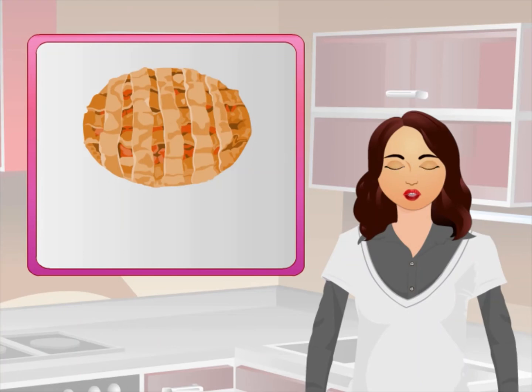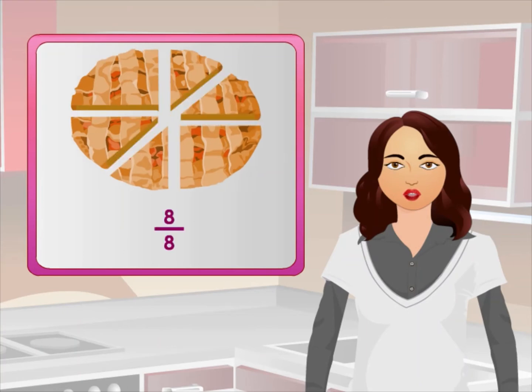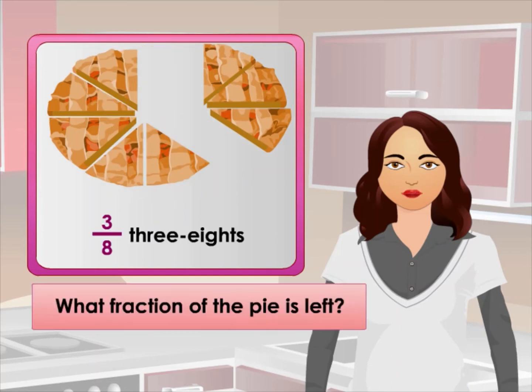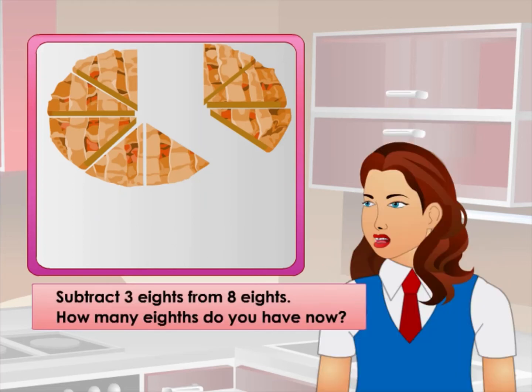I'll cut this mango pie into 8 equal portions. We have 8/8 of a mango pie. I'll put aside 3/8. What fraction of the pie is left? We have to subtract 3/8 from 8/8. How many 8s do you have now?